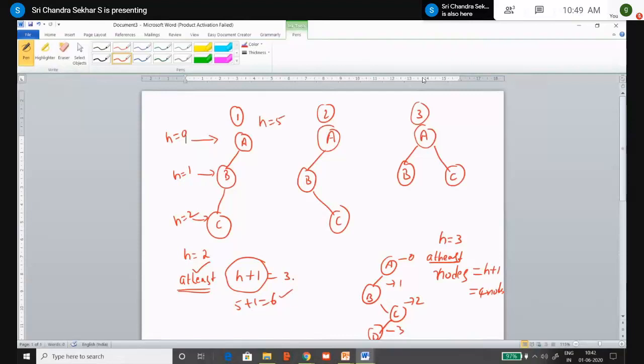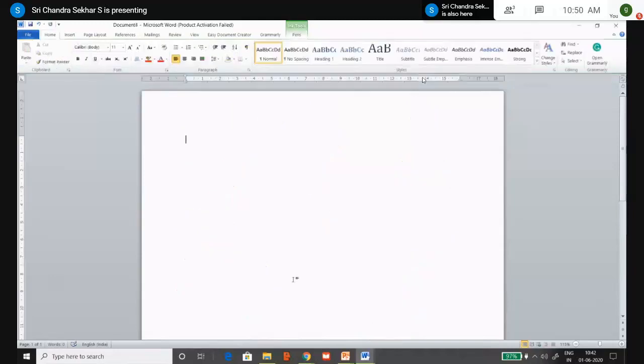Now we will go to the other part, that is, if the height is given, what is the maximum number of nodes it can have, right? So for the maximum number of nodes, that binary tree should be treated as a full binary tree. Full binary tree means every node should have maximum 2 children, right? Any node in the tree cannot have 1 child. If any node has 1 child, we cannot treat it as a full binary tree. In order to consider it a full binary tree, every node should have either 0 or 2 children, right?